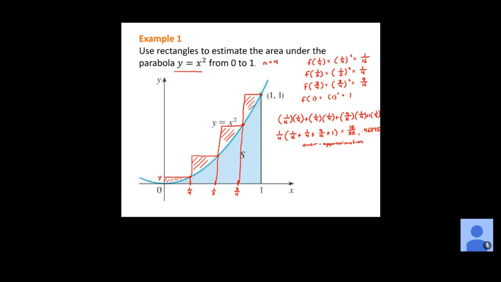Because all my rectangles are actually outside of the curve this time. I'm calculating all the blue area, but I'm also calculating some stuff that shouldn't be part of that, right? Okay, so 0.46875 or 15/32 is an over approximation. Any questions about that?